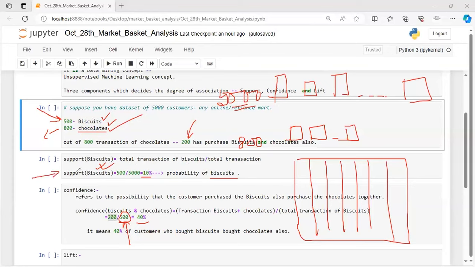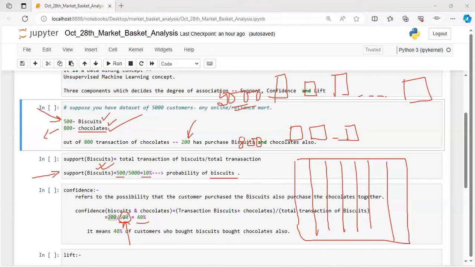Yes, we got this. 10%. Means our answer is getting here. Support of biscuit, 10%. Correct. Yes. What is next? That's why we are not calculating 800 here. Here you want to pass 800? Here, down, confidence. Confidence.